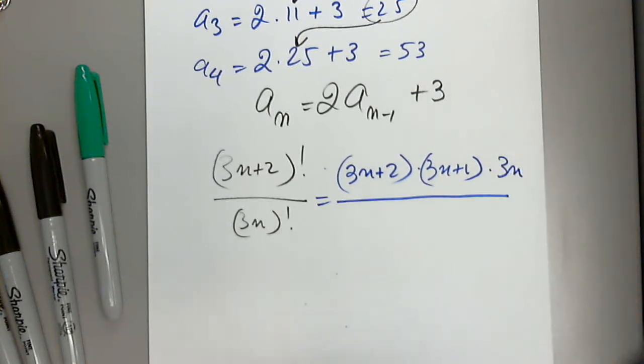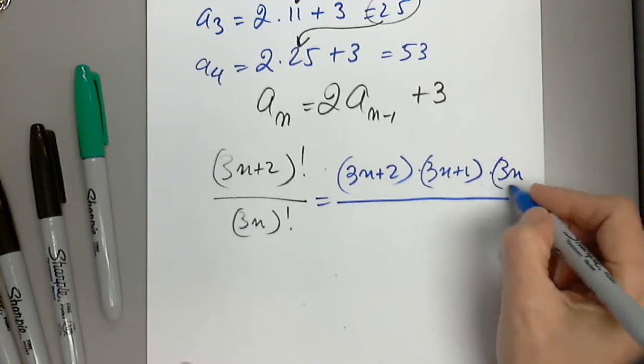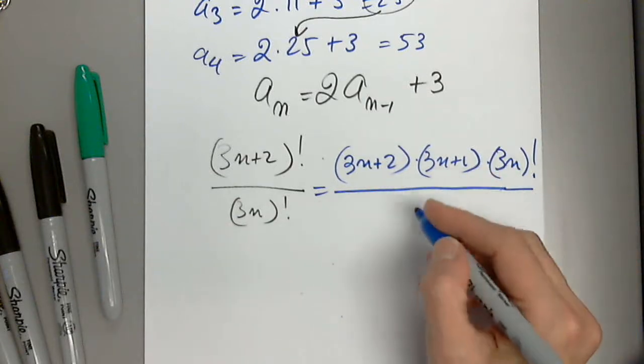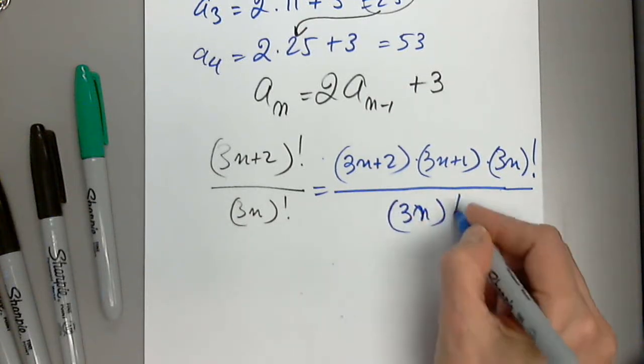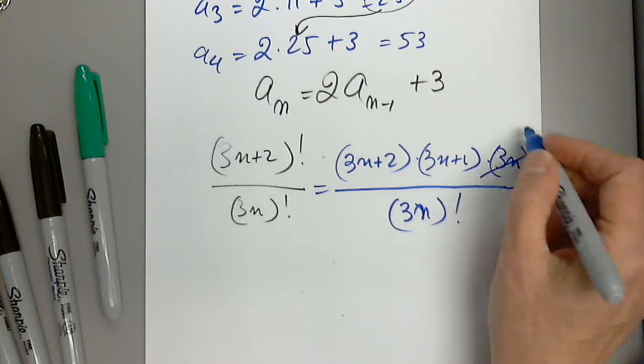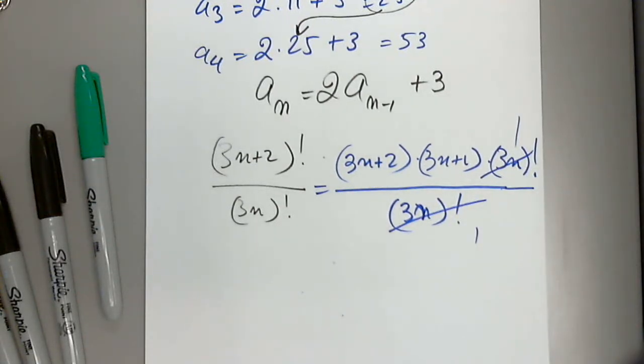Yes. But I have to continue times 3n minus 1, times 3n minus 2. Instead of that, I will put factorial. And I will stop at 3n factorial only because I look at the denominator. And once I look at the denominator, I realize that these two can be simplified.